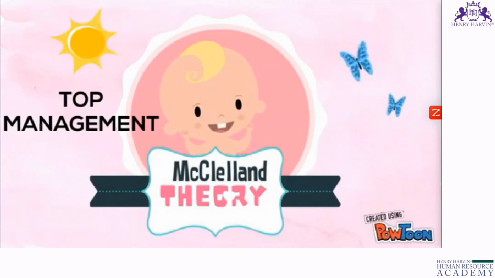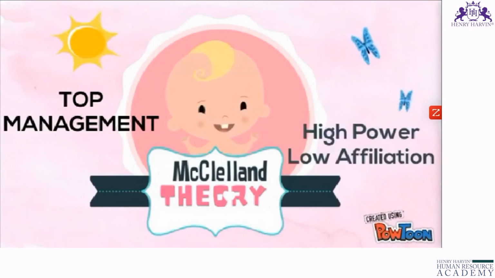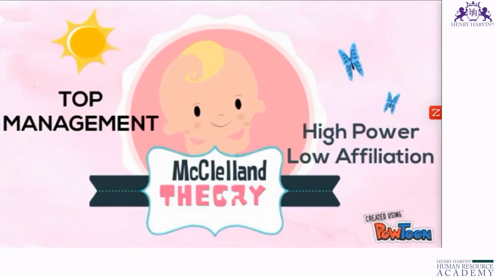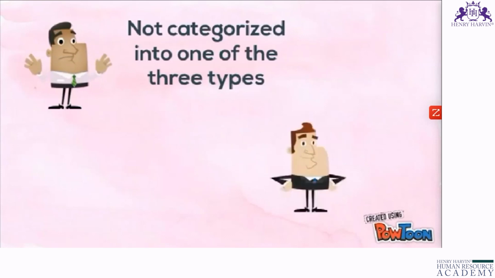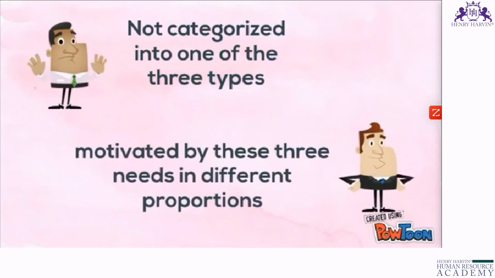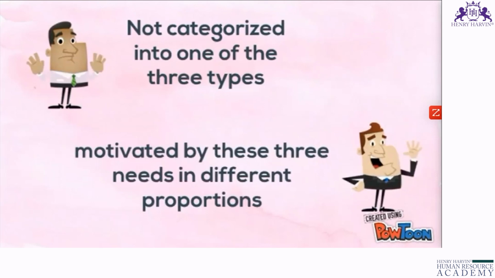McClelland proposes that those in top management positions should have a high need for power and a low need for affiliation. This theory does not claim that people can be categorized into one of these three types. Rather, it claims that people are motivated by all of these three needs in different proportions.